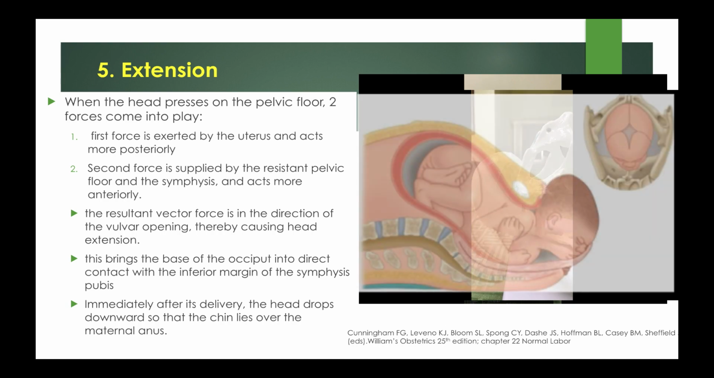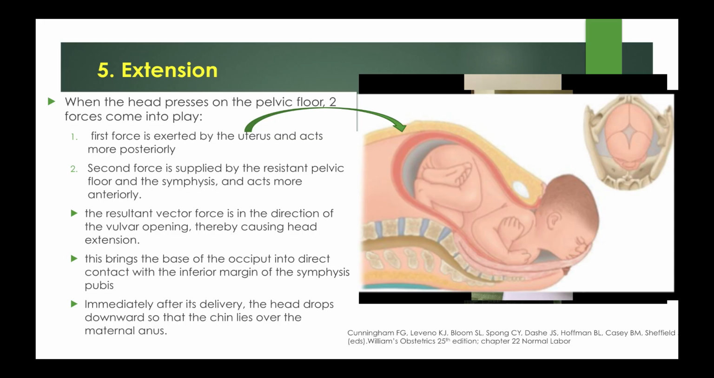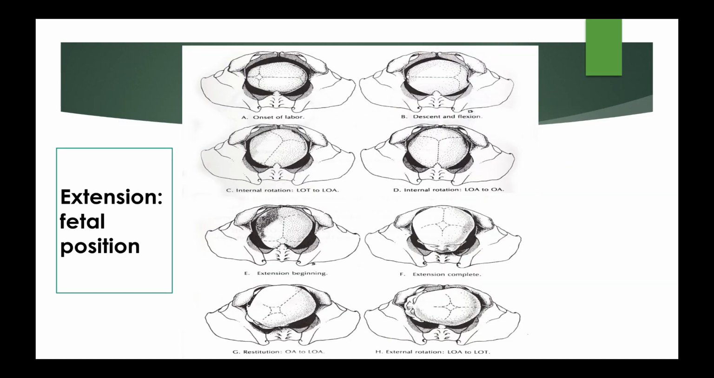Now when the head presses on the pelvic floor, two forces come into play. The first force is exerted by the uterus and acts more posteriorly, and the second force is supplied by the resistant pelvic floor and the symphysis pubis and acts more anteriorly. The resultant vector force is in the direction of the vulvar opening, thereby causing head extension. This brings the base of the occiput into direct contact with the inferior margin of the symphysis pubis. Immediately after its delivery, the head drops downward so that the chin lies over the maternal anus. Now, the fetal position after extension is occiput anterior.